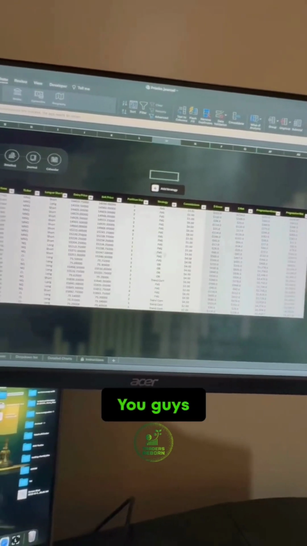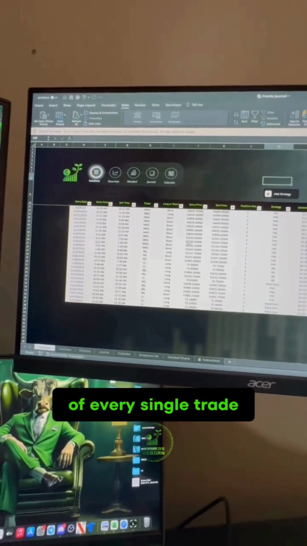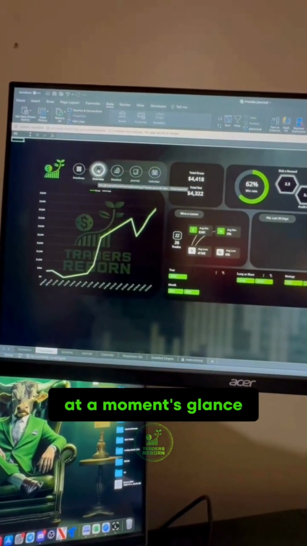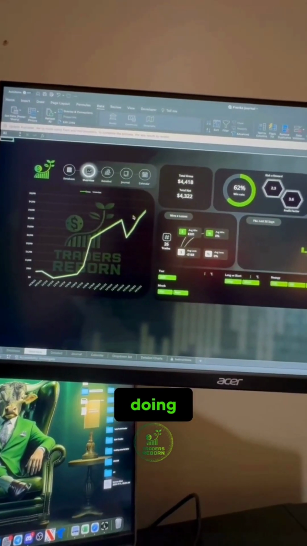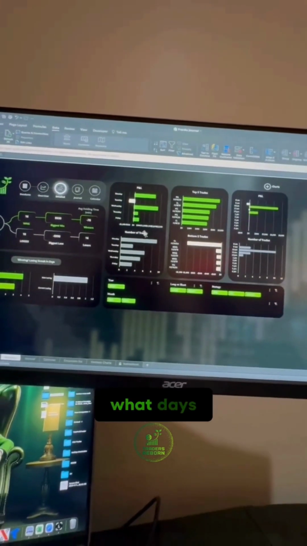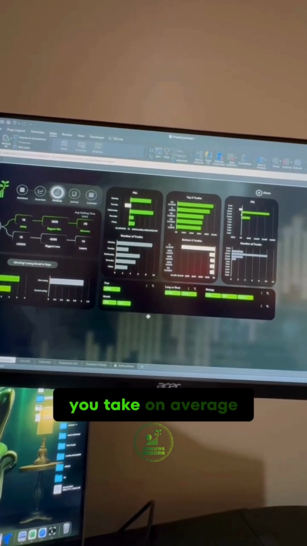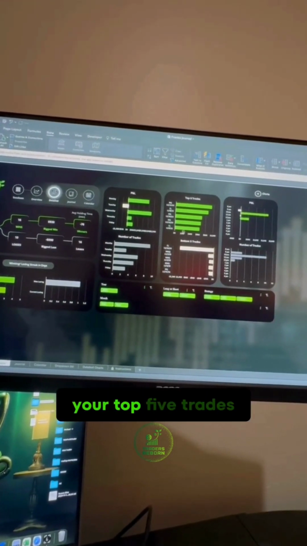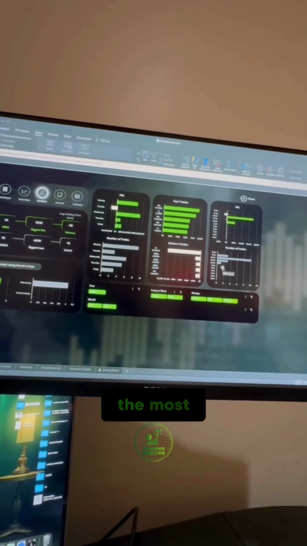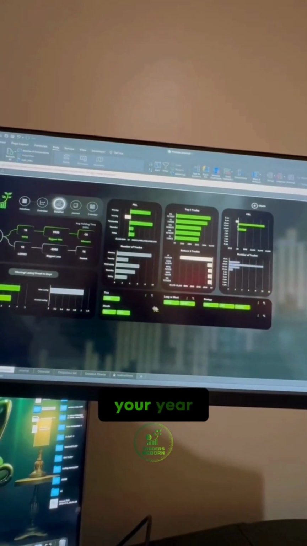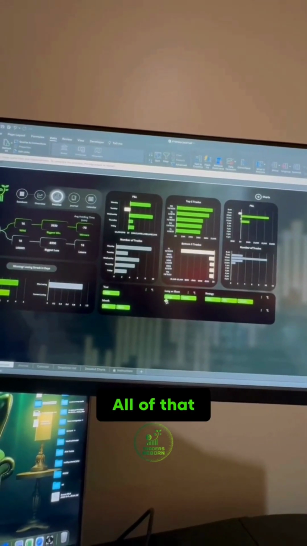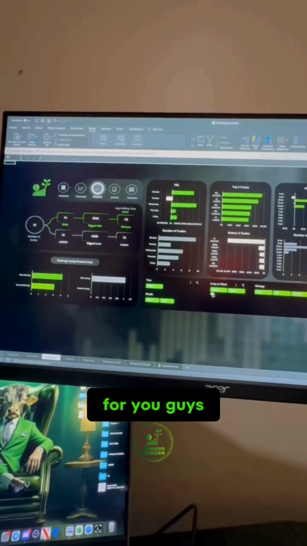And that's it. You can always keep track of every single trade you take, why you're taking it. You'll have all your data at a moment's glance, so you can see exactly what you're doing. And it breaks this down into a lot of really cool ways. You can see what days you do best, how many trades you take on average each day, your top 5 trades, your bottom 5 trades, what time of the day you trade the most. You could break it down by your month, your year, the different strategies, if you were long or short. All of that information is here in this journal for you to use.